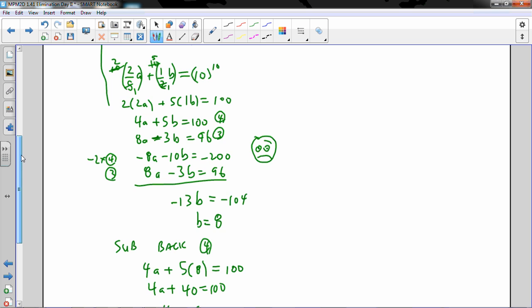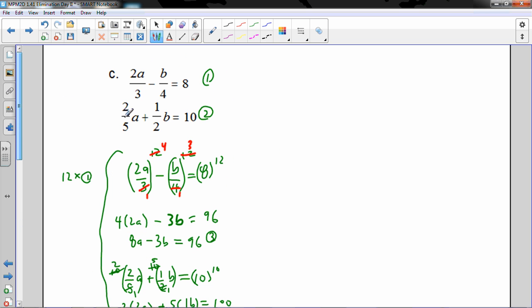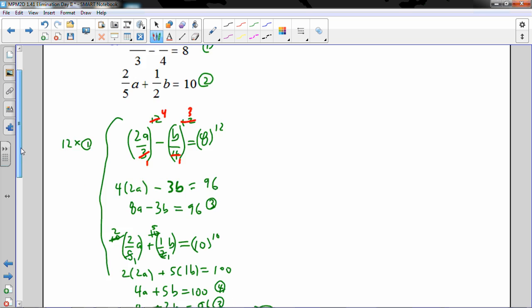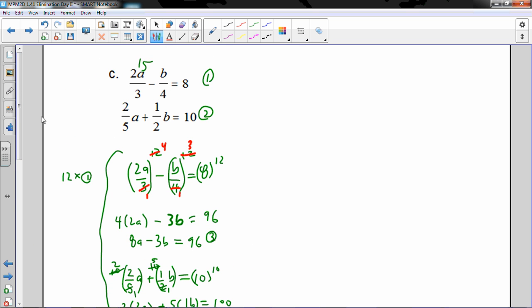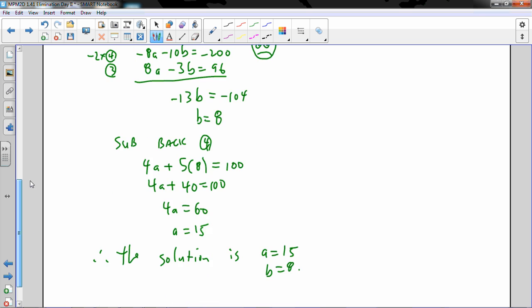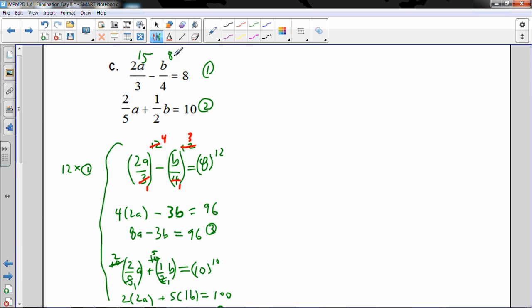And I should, even with the fractions, be able to go back in here and get this to work out. So what was A? A was 15 and B was 8. Do this sort of in your head on a test, right? 2 times 15 is 30, divided by 3 is 10. 8 divided by 4 is 2. Is that equal to the right-hand side, 8? Yes, it is. So we're pretty happy about that, aren't we?